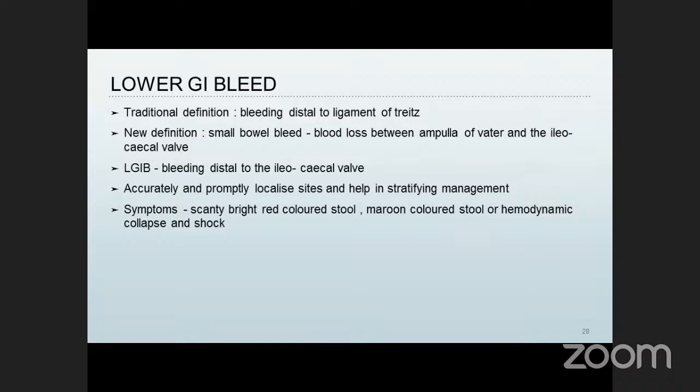Small bowel bleed is blood loss between the ampulla of Vater and the ileocecal valve, and lower GI bleed is classified as bleeding distal to the ileocecal valve. Any patient might present with scanty bright red stools or maroon colored stools, or with hemodynamic shock and collapse.